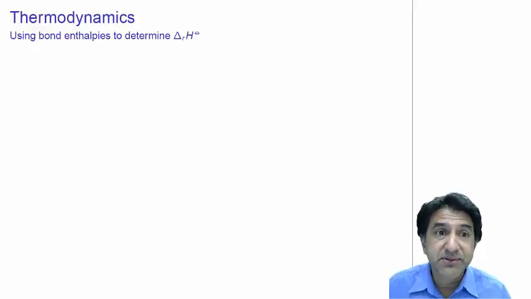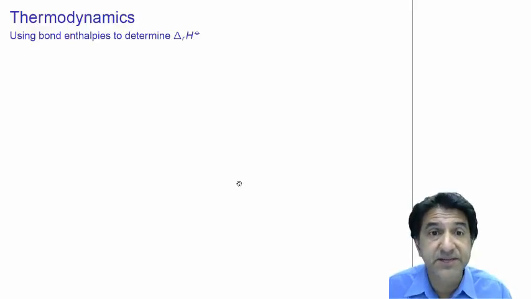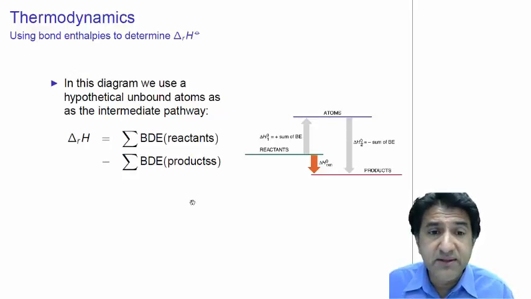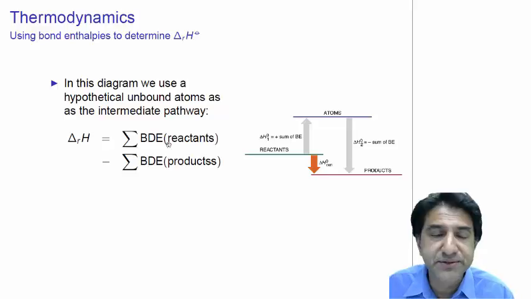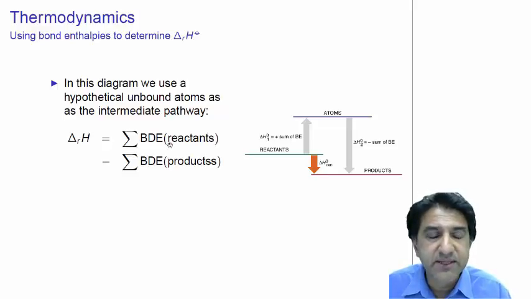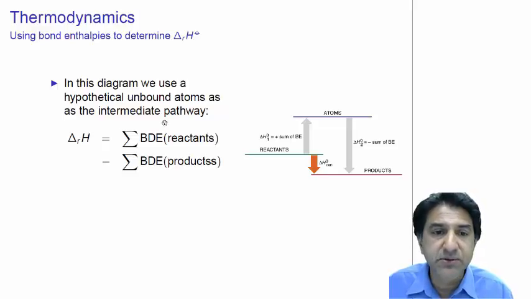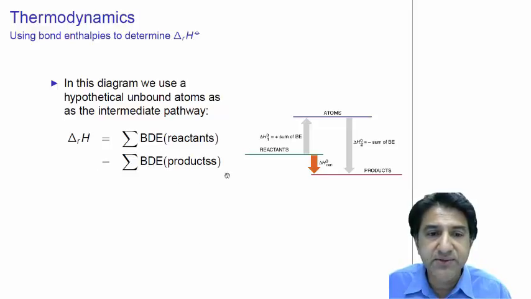Let's see how we can use the bond enthalpies to calculate delta H for a reaction. The idea is very simple. What we assume is some reactants and products, and we imagine that we blow the reactants up into constituent atoms. What that means is we break up all the reactants into separate atoms by breaking their bonds. We can calculate that by summing up all the bond dissociation energies for the reactants. And then we calculate how much energy we would get back by forming the products, by forming all the different chemical bonds in the products.